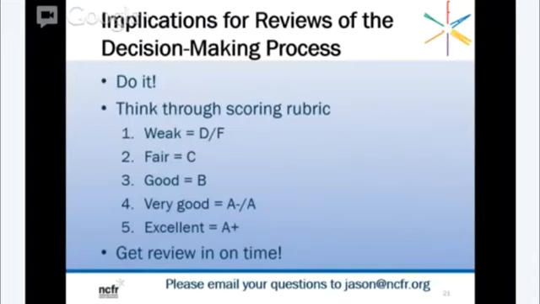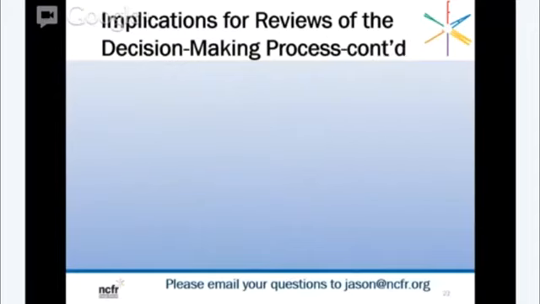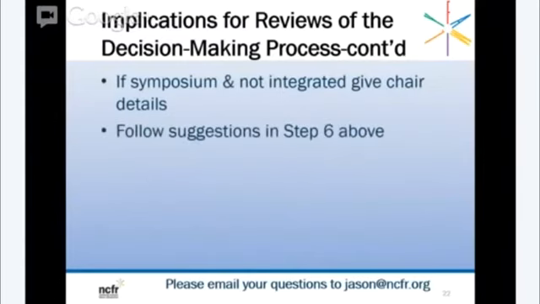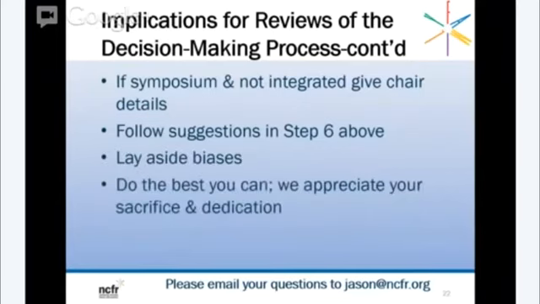Now let me talk just a little bit about the symposium that are not integrated, and about giving me some details. Both Cindy and Karen have talked about that, and so I really don't need to say a lot more, but just simply to reiterate, to look back at those suggestions that Karen gave you on step 6 on her slides, about helping give me details.